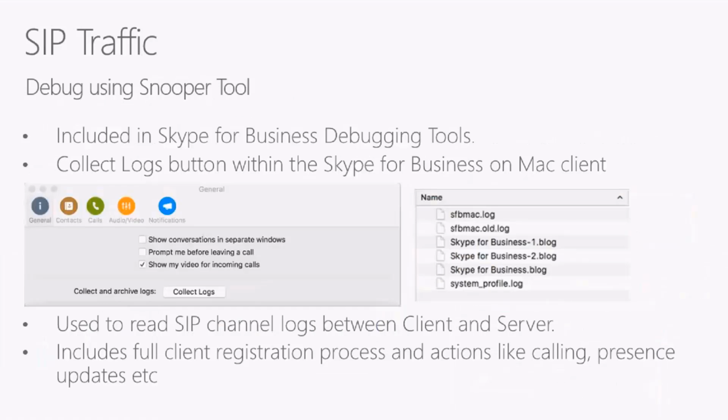So SIP traffic, you can debug this using the Snooper tool. We're currently working on getting the latest Snooper tool out publicly available so that you can just take these Skype for Business Mac .log files and drag them directly in to be able to use Snooper in the way you would troubleshoot SIP logs.